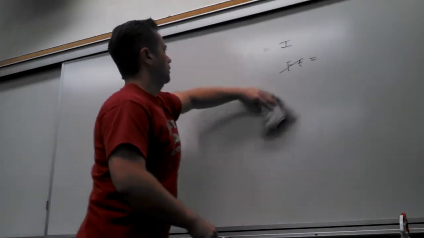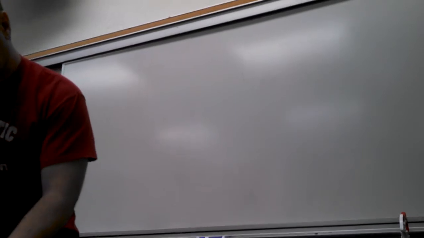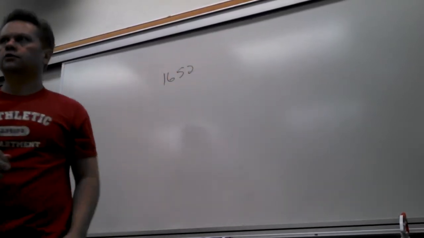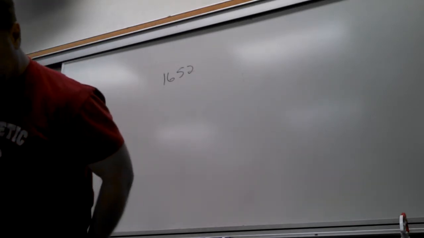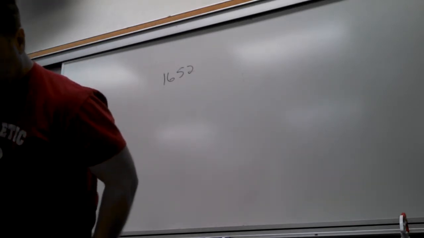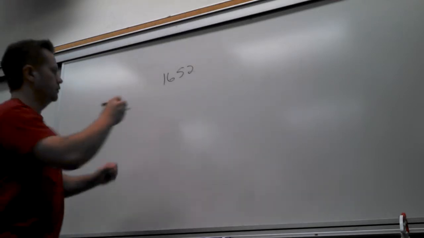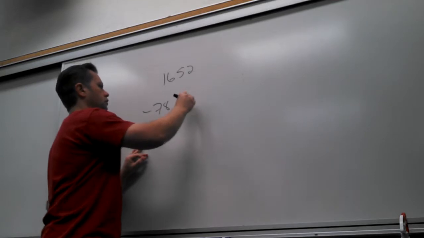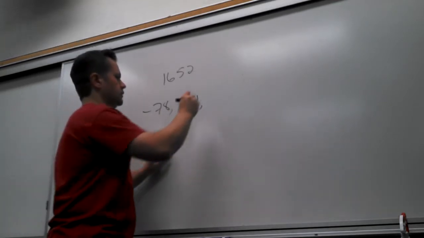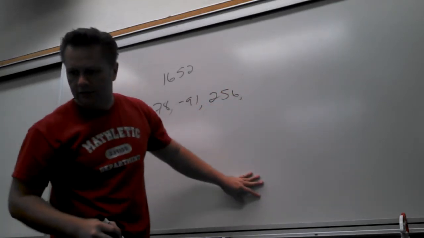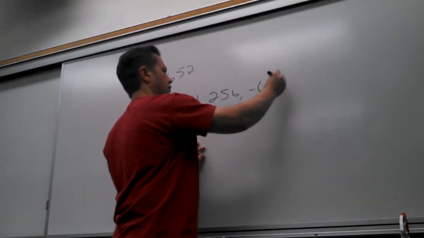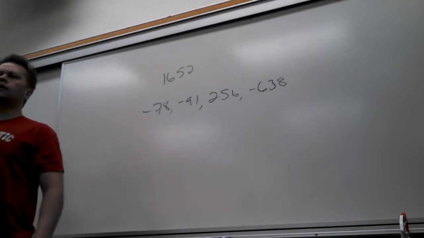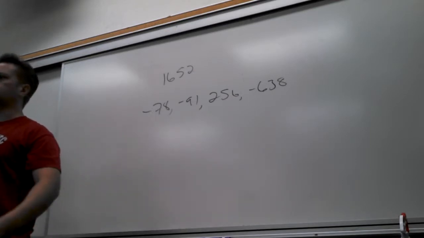So what's the nice way to do a bunch of negatives? You start with $1,652 in your checking account. That sounds like a pretty good place to be. And then you have a $78 withdrawal, a $91 withdrawal, $256, and then you got this big old negative 638. So how do you guys do this kind of thing? What do I need to do to figure out how much money I got at the end?